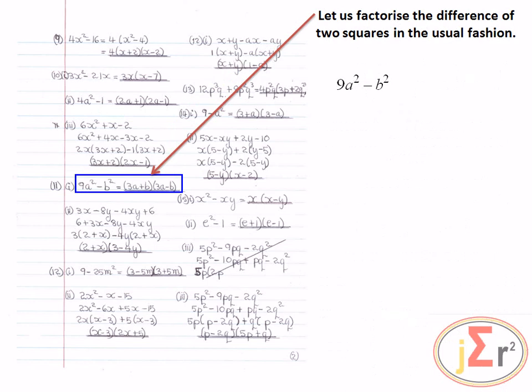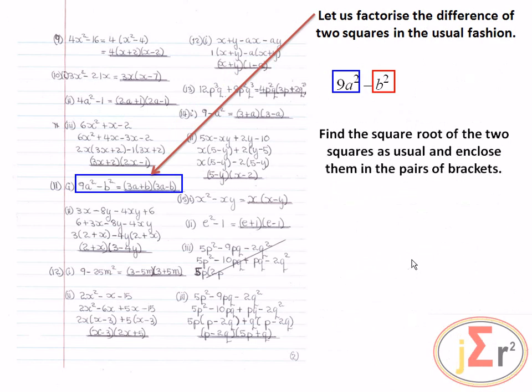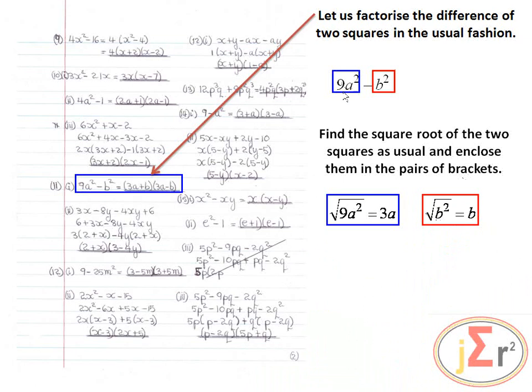Here we have another one. Difference of two squares. Difference of two squares. And what do we do with them? Factorize them by taking the square root of the squares. Square root of 9a squared, 3a. Of course, square root of 9 is 3.